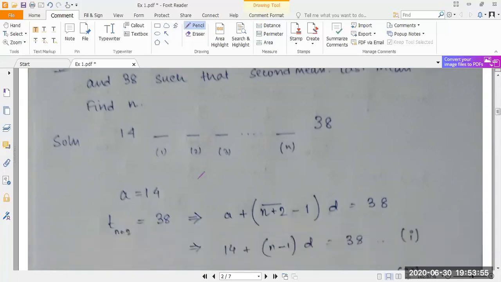You can see from the diagram or the setup of the sum that I've made, the first mean up to the nth mean occupy n positions between 14 and 38.